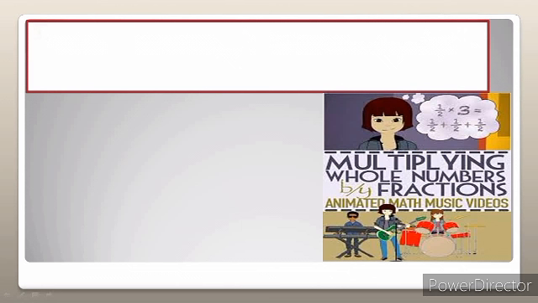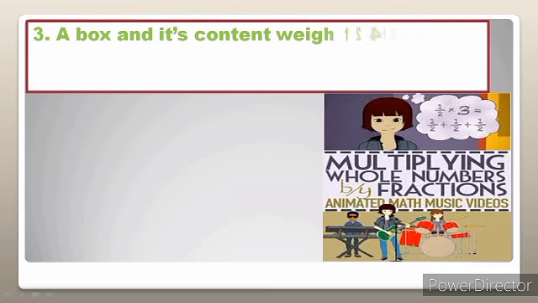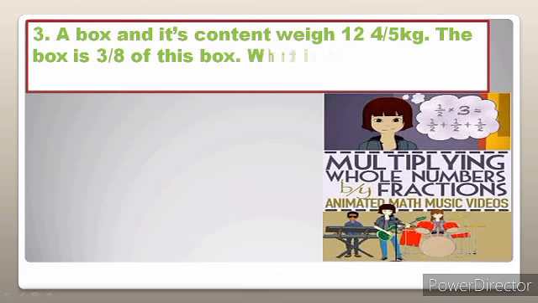So the next question and our last example for today says: a box and its content weigh 12 whole number 4/5 kilogram, and the box is 3/8 of this weight. What is the weight of the box? A box and its content weigh 12 whole number 4/5 kilogram. The box is 3/8 of this weight. What is the weight of the box?